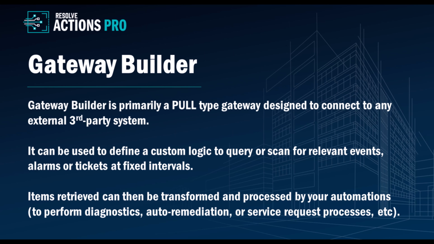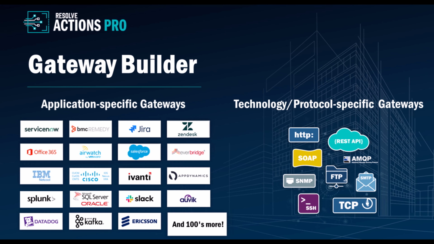Now, before we really get started, Resolve already includes a wide variety of out-of-the-box gateways to connect into third-party applications, as well as additional technology-specific gateways too. For example, whenever a user creates a new service request in your ITSM tool, you may want to trigger one of your specific automations. Or you may want a specific automation to be triggered from an AppDynamics or Dynatrace alert, etc. Or triggering automations from a Kafka bus, etc.